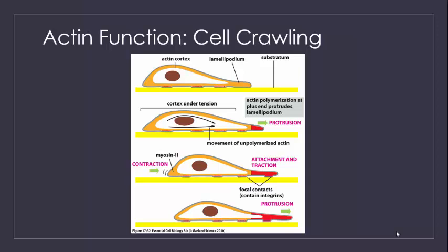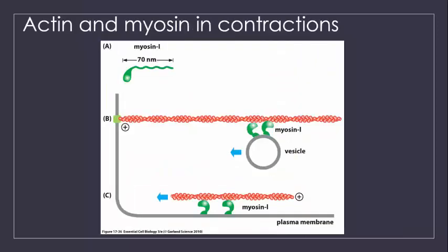Remember, it is only through the ARPs that are functioning in conjunction with actin that the cell is able to crawl. There are, of course, other molecules that are involved in the attachment and traction of the cell, such as integrins, but we are focusing on the role of actin. If you would like to see more on cell crawling, feel free to check out your textbook.